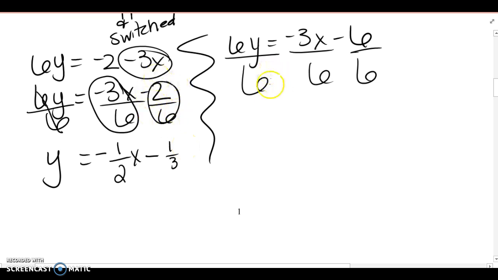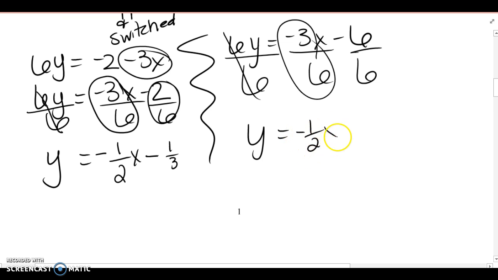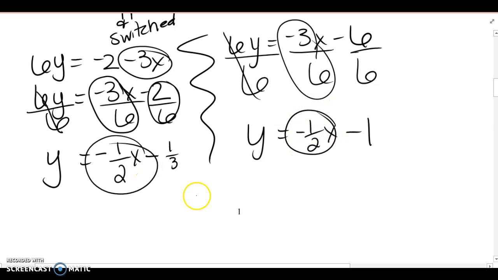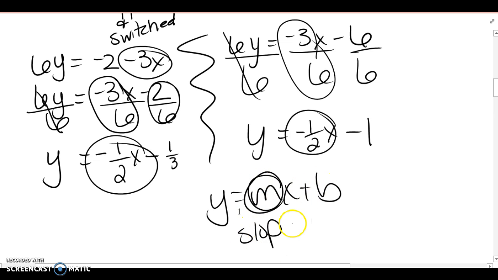Over here, these cancel out. We have y equals, and then we're going to have negative 3x over 6. So again, this is going to become negative 1/2 x, and then 6 over 6 becomes a 1. So we can see that our slopes here, because remember, you have your y equals mx plus b, where m is the slope. If I look here, negative 1/2, here, negative 1/2, I have the same slope.